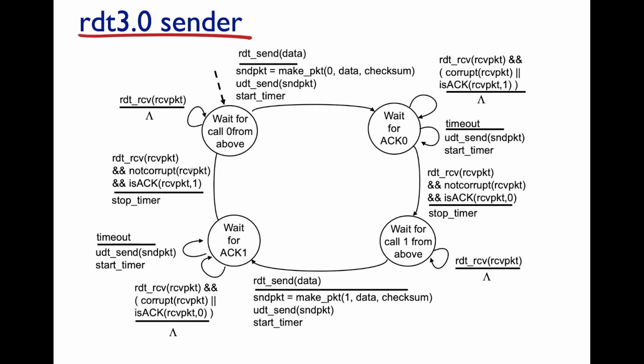You find it's not corrupt, so the stored checksum and the calculated checksum are the same. It is the correct ACK for the packet stamped with sequence number 1, so you stop the timer. And now you transition the sender to waiting for the call 0 from above, and this process repeats itself.